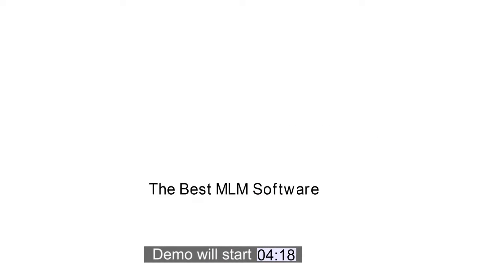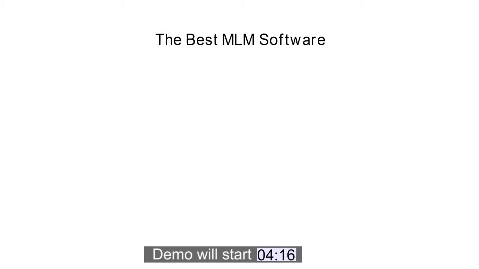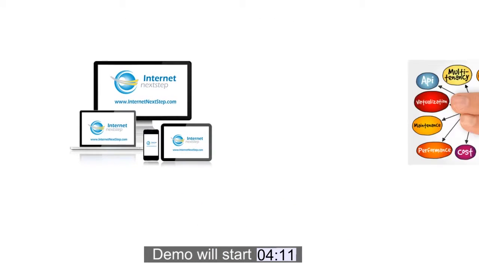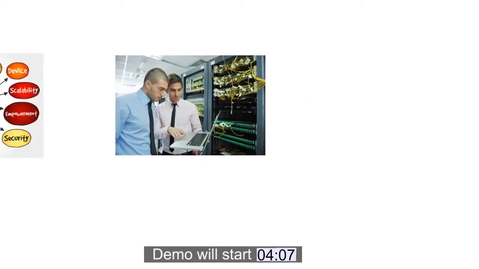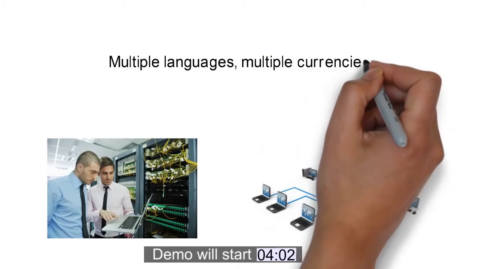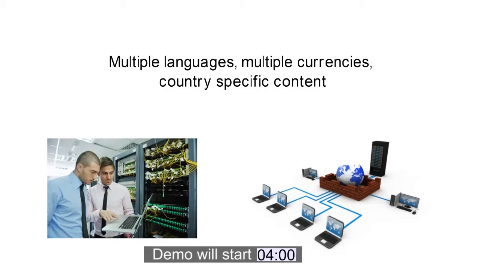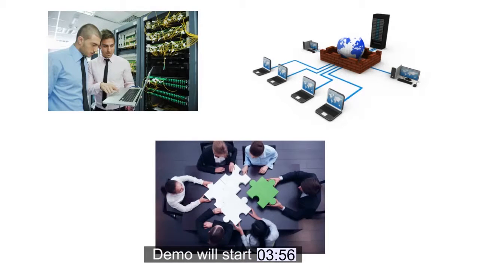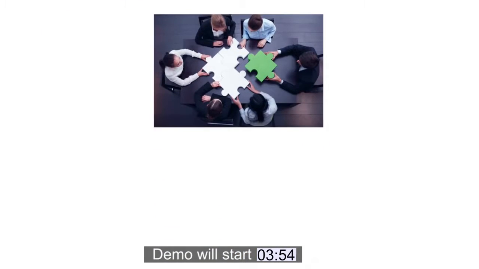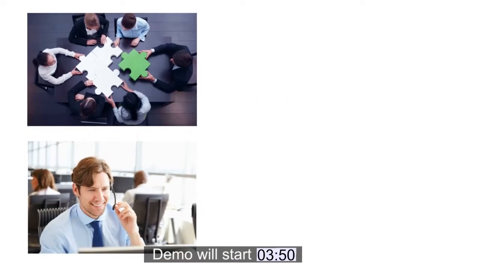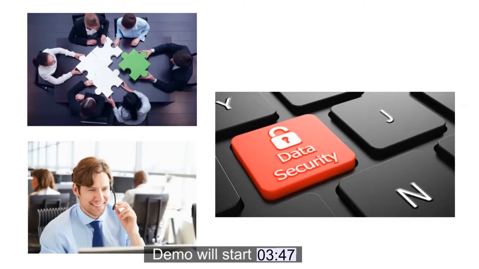The best MLM software. What do you look for? The best MLM software must be mobile and smartphone friendly, must be scalable to handle your fast growth. It has to be secure and PCI compliant. It has to be expandable. Multiple languages, multiple currencies, country-specific content are all important in today's world. It has to be able to assist your distributors in their own success. And it has to have great support for your admin team to learn how to use it. And maybe most importantly, it must be hardened.